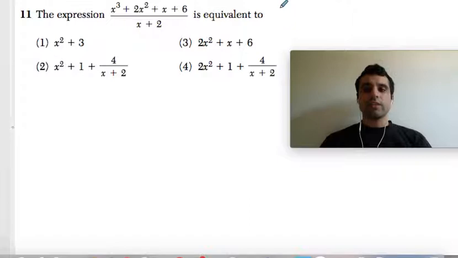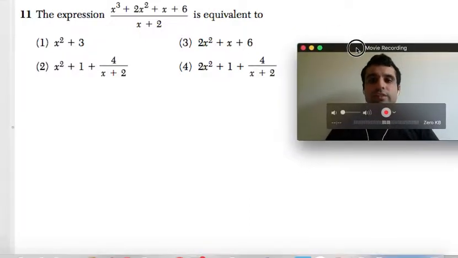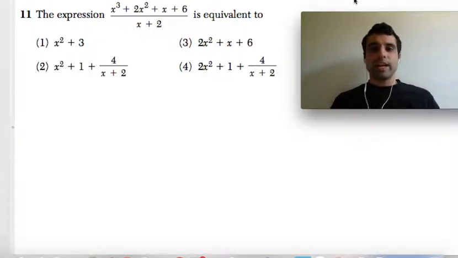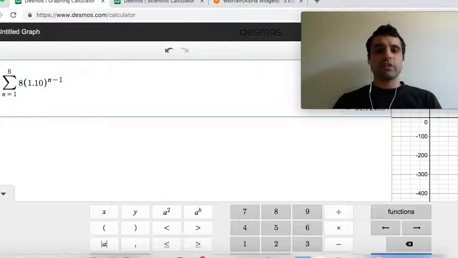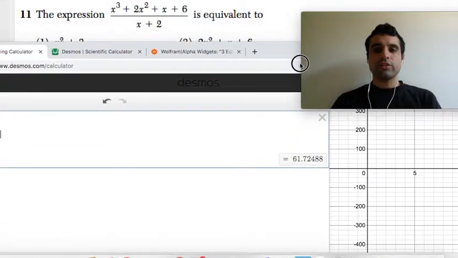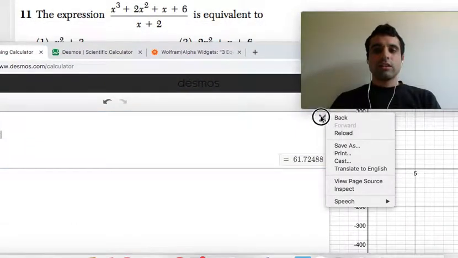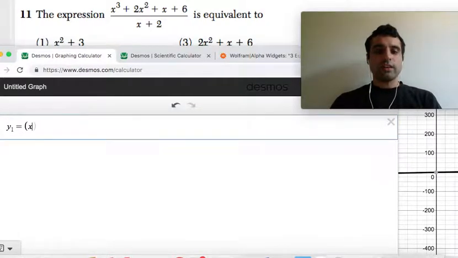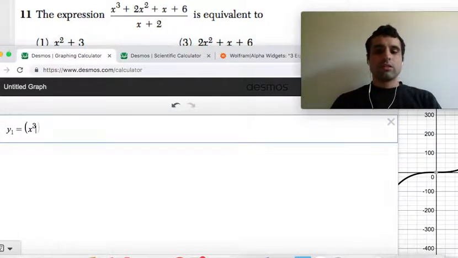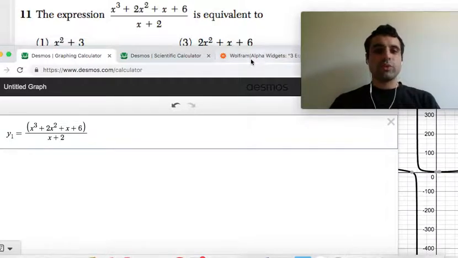The expression x cubed plus 2x squared plus x plus 6 is equivalent to... now we could do this by hand, but first, why don't we do this? If it's equivalent, they should give us the same answers regardless of the value we put in, right? So let's go into our calculators, and basically we have y1 is equal to x cubed plus 2x squared plus x plus 6 all divided by x plus 2, where we need the parentheses. I had to put them in so that they don't just put the 6 over x plus 2, but everything.